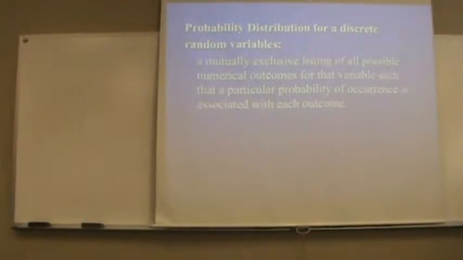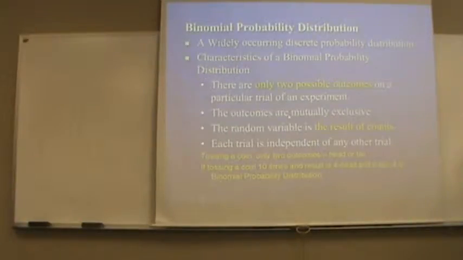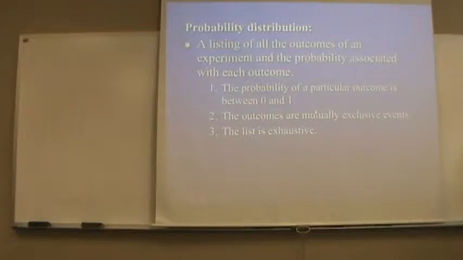Probability distribution for discrete random variables is a mutually exclusive listing of all possible numerical outcomes for that variable, and their particular probability of occurrence is associated with each outcome. Something like this.